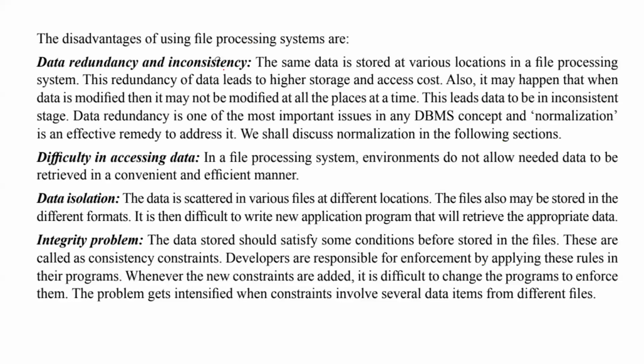So the first one is data redundancy and inconsistency. The same data is stored at various locations in a file processing system. This redundancy, that is similar type of data, leads to higher storage and excess cost. Also, it may happen that when data is modified, it may not be modified at all the places at the same time. This leads to the data being inconsistent.